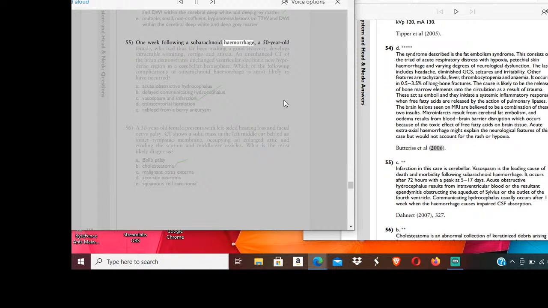55. One week following a subarachnoid hemorrhage, a 50-year-old female, who had thus far been making a good recovery, develops intractable vomiting, vertigo, and ataxia. An unenhanced CT of the brain demonstrates unchanged ventricular size, but a new hypodense region in a cerebellar hemisphere. Which of the following complications of subarachnoid hemorrhage is most likely to have occurred?